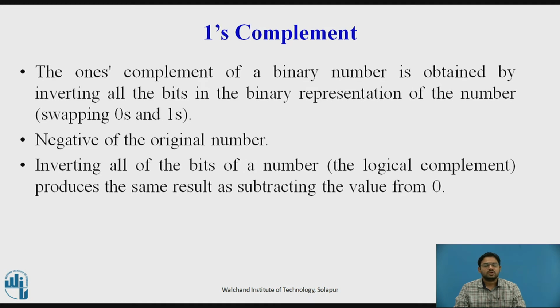Suppose the number is 1. When you take its complement, it is 0, that means it is the negative equivalent of that 1. Suppose the binary number is 1 0, and its 1's complement is 0 1. 1 0 is the binary equivalent of the number, and when you take its complement, it will become -1. Just by inverting the bits in the given binary number, that means the logical complement of that number, it gives the 1's complement of that number.